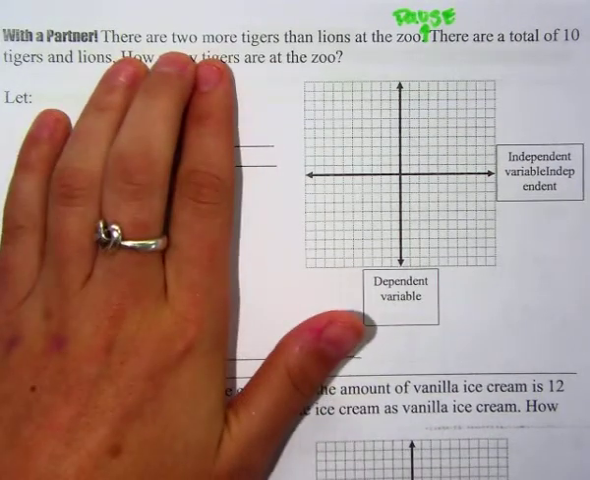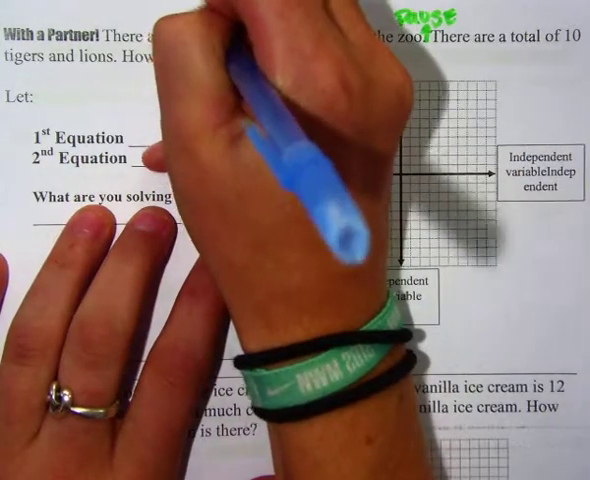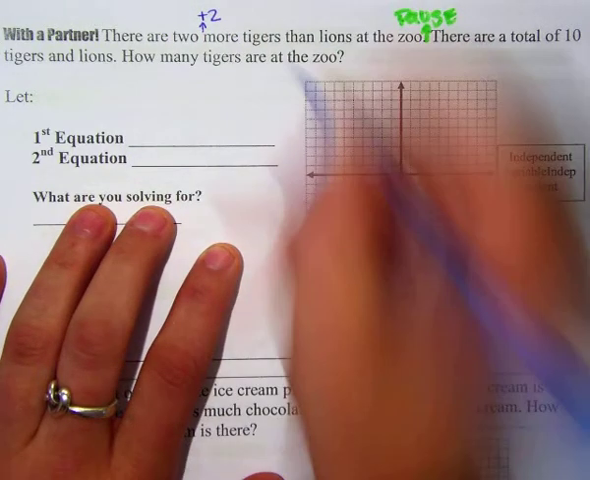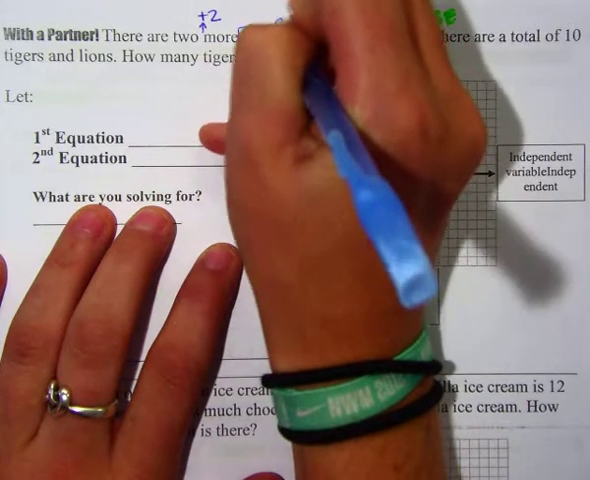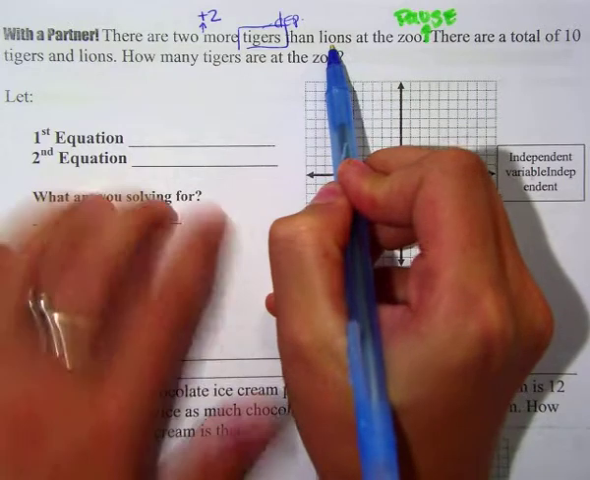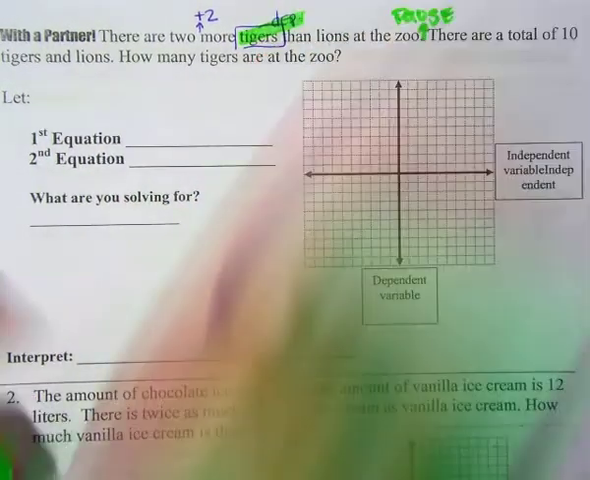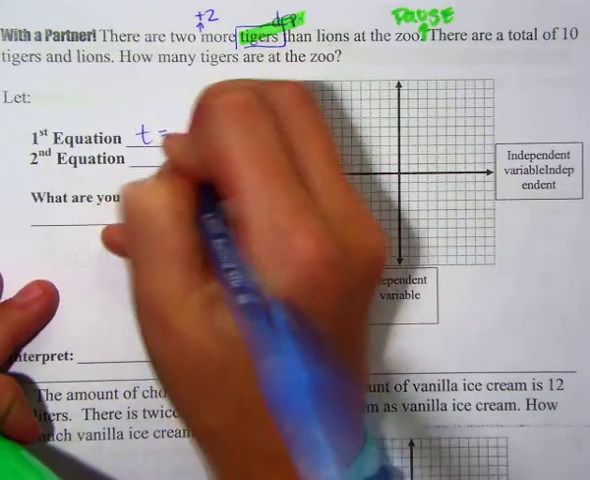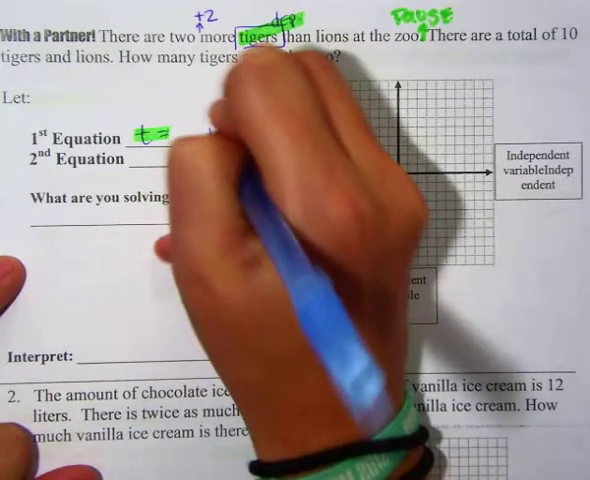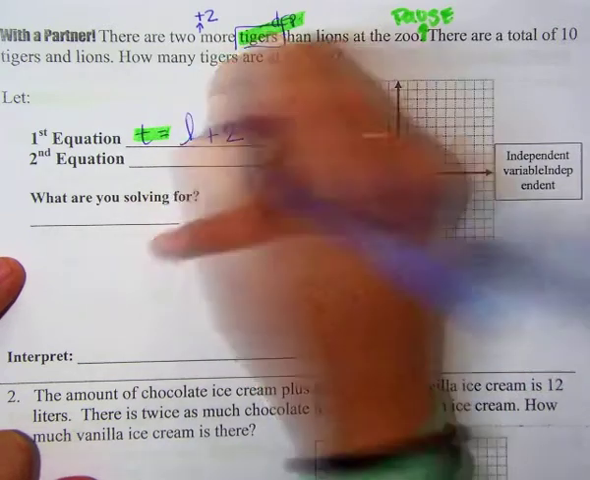So this says there are 2 more tigers than lions at the zoo. 2 more tells me plus 2. More tigers than lions, making tigers the dependent variable. How many tigers there are depends on how many lions there are. So I know that since tigers are dependent, it's going to be T equals. Now I knew that there were 2 more, so it's plus 2, and it's going to be how many lions there are, plus 2.